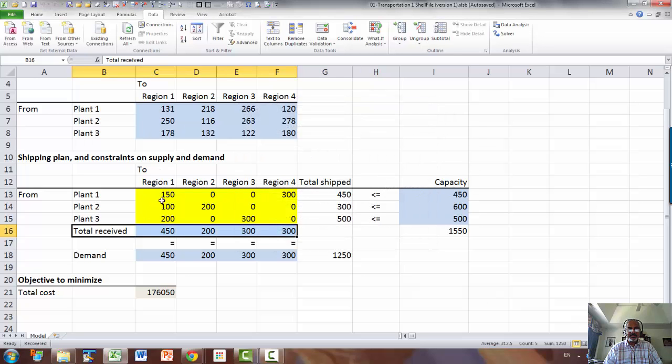There it is. Now if plant 3 was a pseudo plant, for example, in that case 200 units of this 450 in region 1 will not be satisfied, and 300 of this region 3 will not be satisfied. So that's what it would mean.